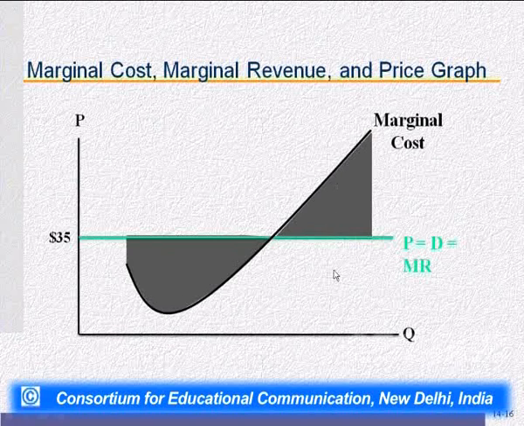We recall the two important features which we discussed. Where is the equilibrium point? This one is the equilibrium point where MR is equal to MC. This is the graph of marginal cost. We cut MR at a particular point, and MC cuts MR from below. So this is the equilibrium point.